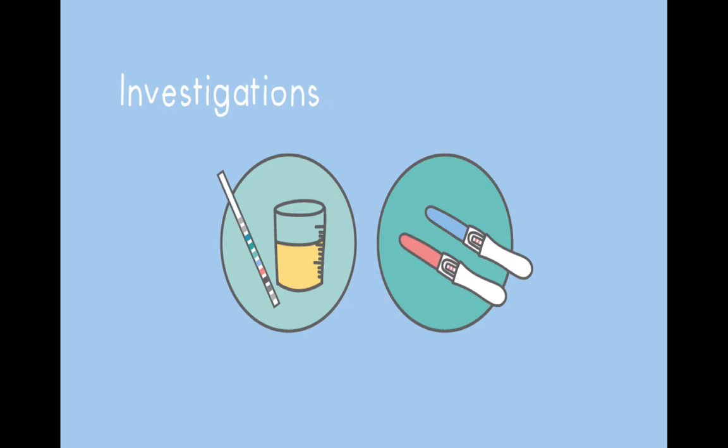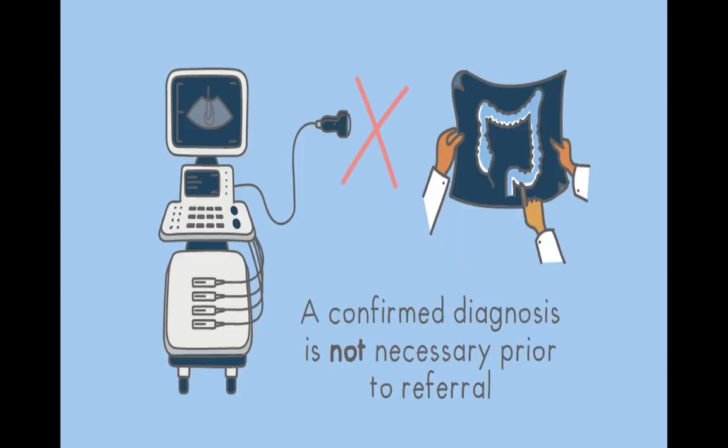All children with suspected appendicitis should receive a urine dipstick. The urine analysis may reveal blood, protein, and leukocytes in the urine. In adolescent girls, a urine pregnancy test is appropriate. Ultrasound is a diagnostic tool of choice when the diagnosis is not obvious. Remember, you don't need a confirmed diagnosis to refer the patient.